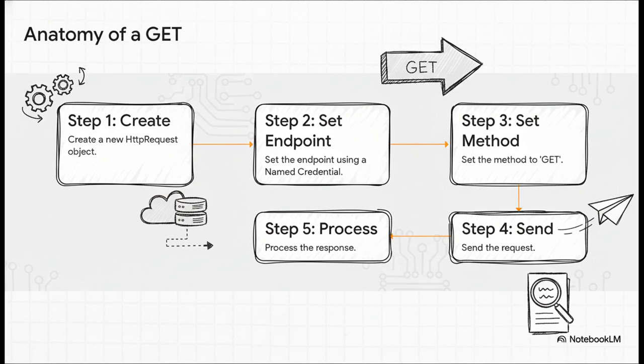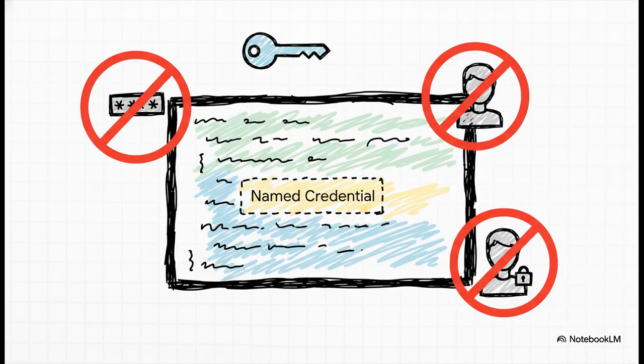Third, you set the method to GET. Fourth, you send it. And fifth, you process whatever comes back. It's a really straightforward, repeatable process. And here's what that recipe looks like in a real piece of code.